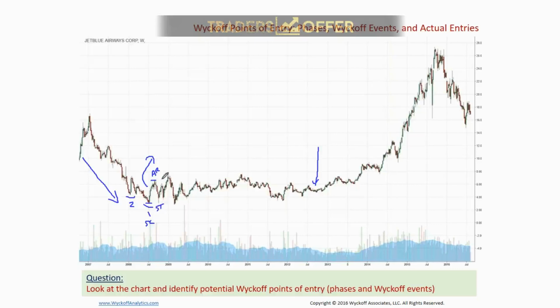Secondary test, phase A. We can draw out support and resistance lines as well. Awesome. Okay, so let me rephrase what Aaron was saying.